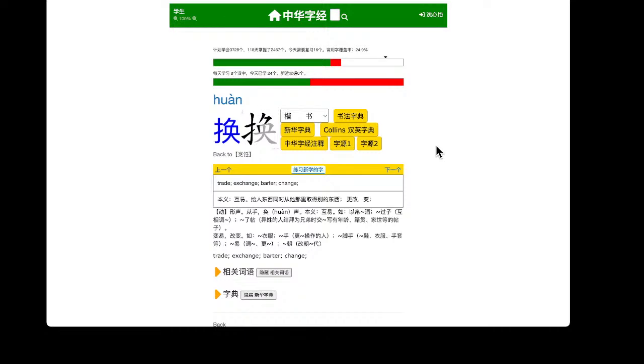换手 means you change the operator basically. 改朝换代, right? 改朝换代 means the dynasty changes. One dynasty is gone and the new one came. So basically this character is used to mean any kind of change, any kind of new ones replacing the old ones. So it's called 换.